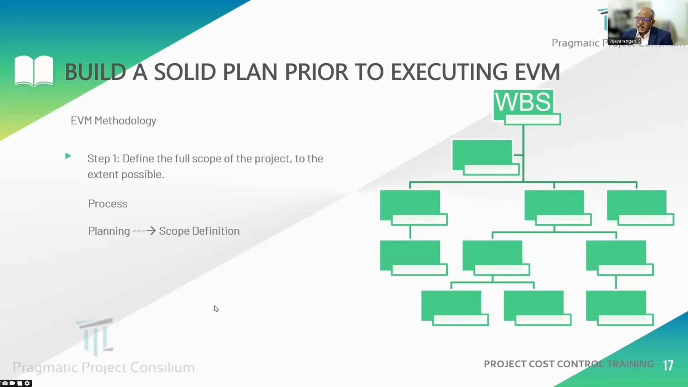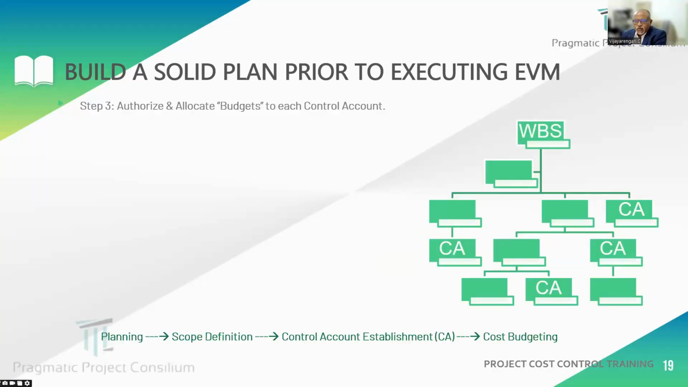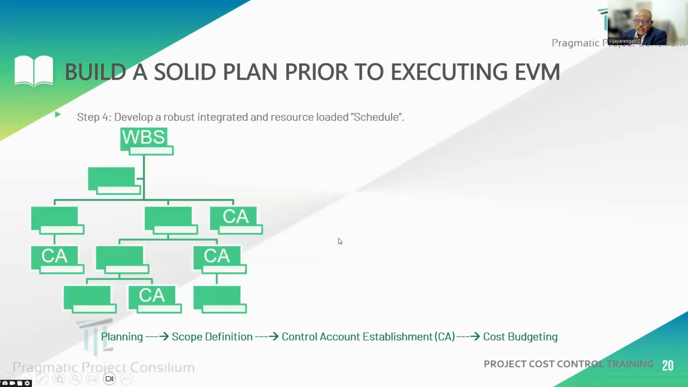So here, how the earned value management methodology has been defined, and there are different steps. Define the full scope of work, and coming to step 2, how the control account has been created, and again, for the same control account, how we are going to allocate the respective budgets and the cost. Those things we have gone through.